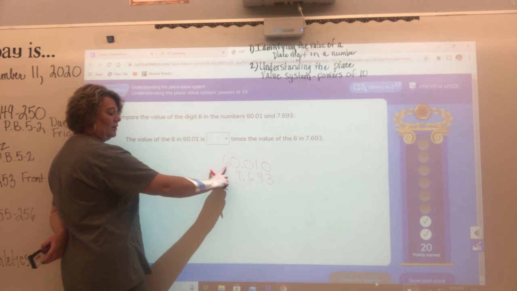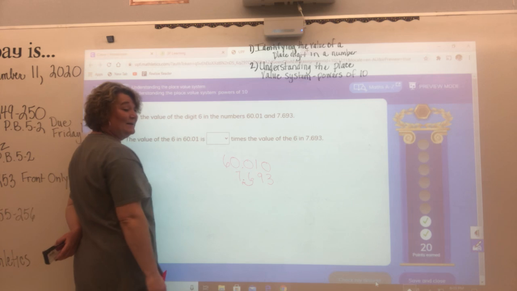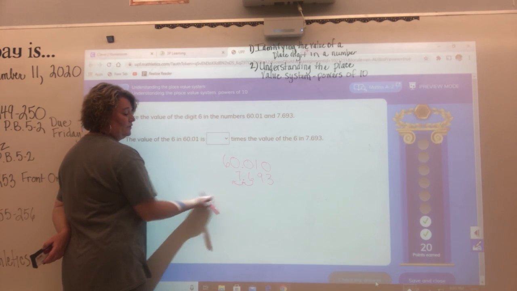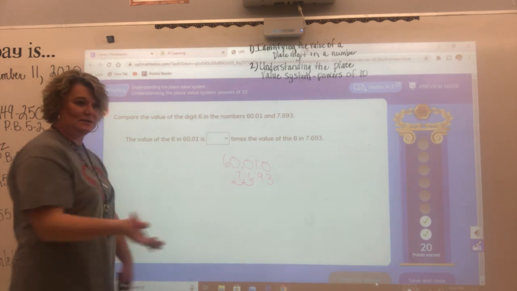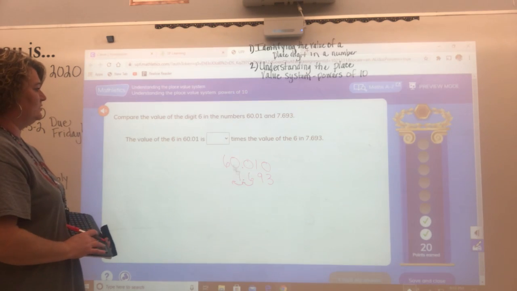So I'm comparing this 6 to this 6. Well, I don't just go one place over. If I did, that would be 10 times bigger. I actually have to go 2 places over because this is 2 digits this way. So 10 times 10 gets me 100. Again, seems like every answer is worth 100.